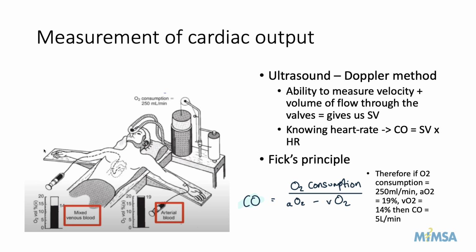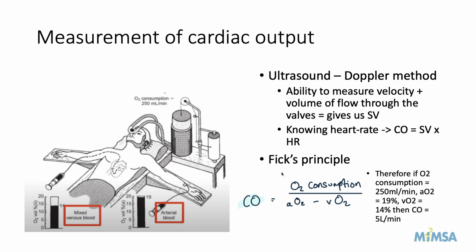The other method, which is a bit more complicated, is the Fick principle of measuring cardiac output. Fick's principle relies upon measuring the O2 consumption using one of these spirometers, and it measures how many milliliters of oxygen are consumed per minute. It also measures the oxygen concentration in your arterial blood, and the oxygen concentration in your venous blood when it goes back to the heart. And the simple equation is that the cardiac output is equal to the oxygen consumption of the body divided by the arterial concentration of oxygen minus the venous oxygen concentration.